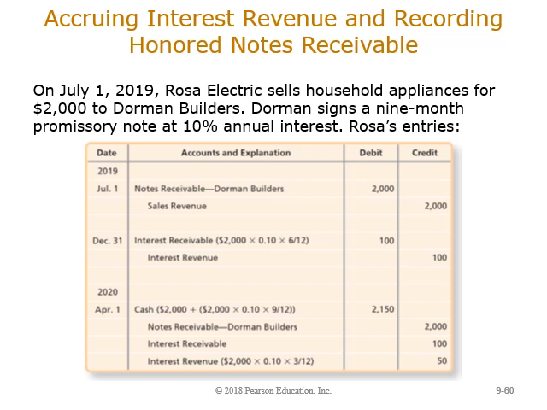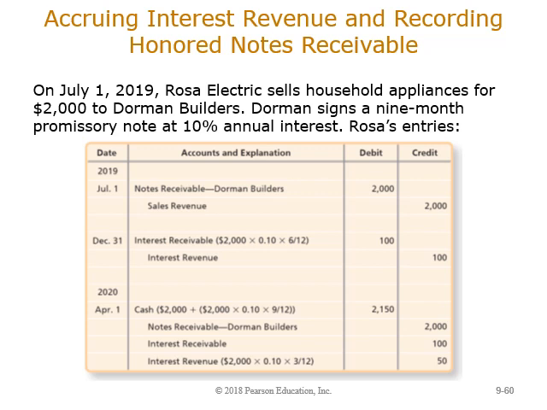So we're going to record the note receivable, so it's a debit to notes receivable, Dorman Builders for $2,000, and a credit to sales revenue for $2,000 as well. At the end of the year, we've got to account for the interest that we have receivable on that note, so we have this calculation. Remember, this purchase was made on July 1st, so all the way through December 31st, that is going to be about 6 months of our 9-month note here.